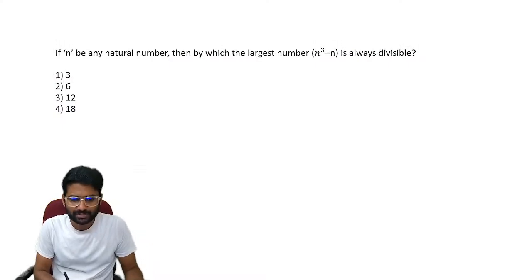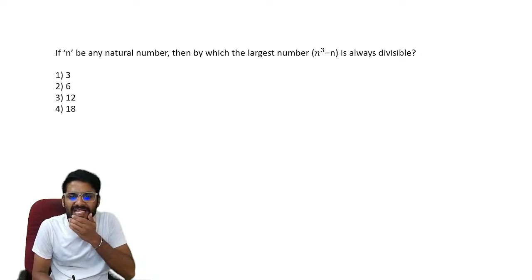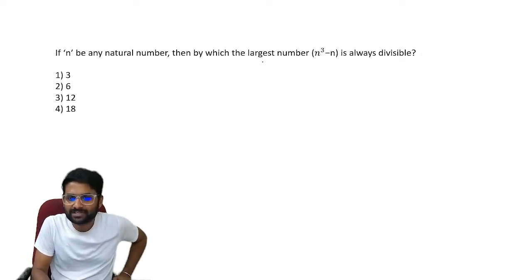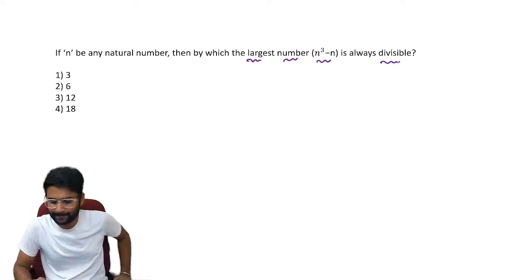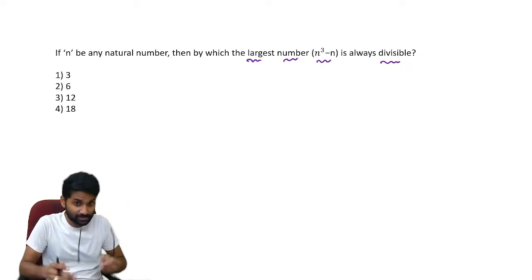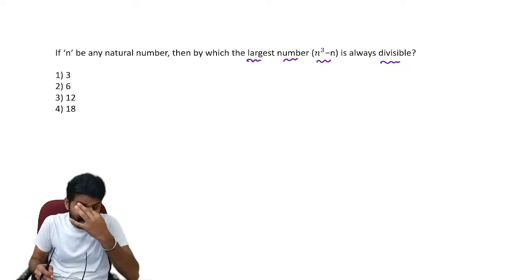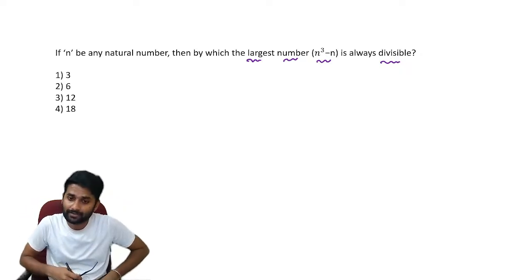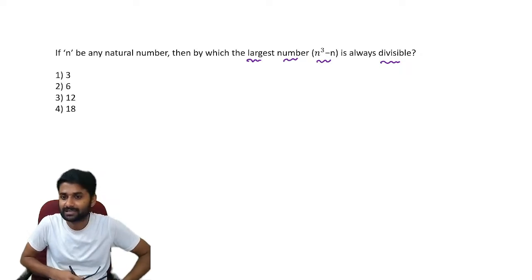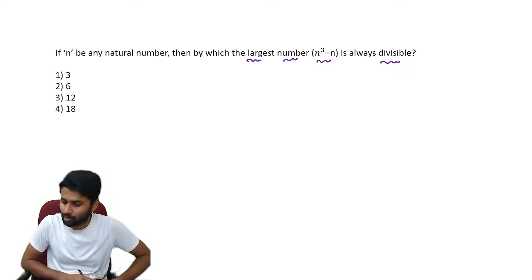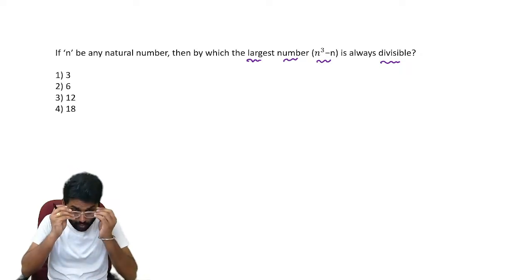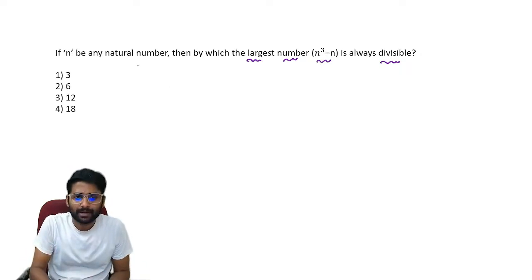Now, see the question. If n is any natural number, then what is the largest number by which n cube minus n is always divisible? So, try to solve this question. You can take n as any natural number. Whatever the largest number is, which exactly divides n cube minus n always. See, what is that number? You can take any natural number.